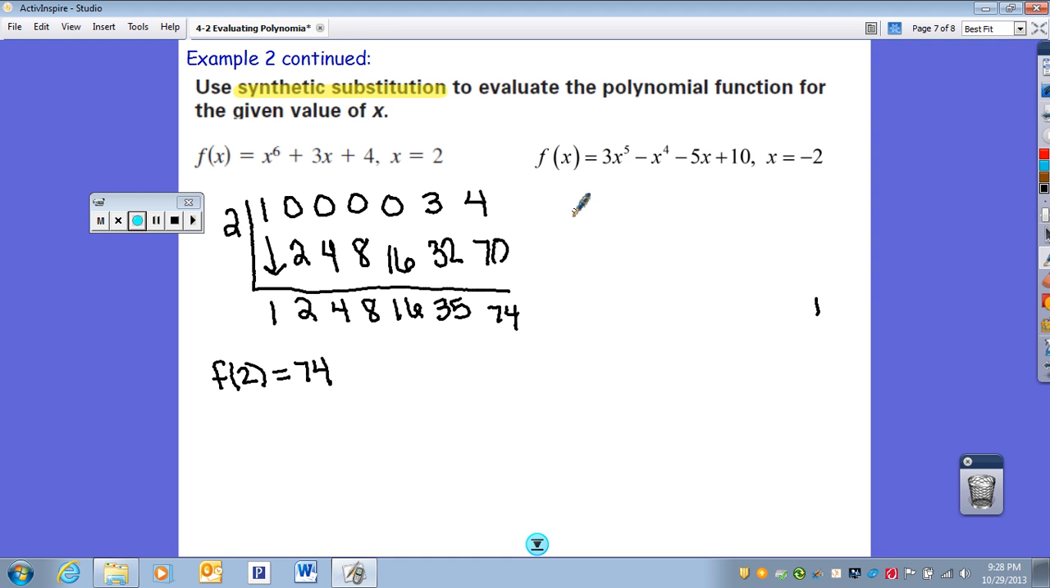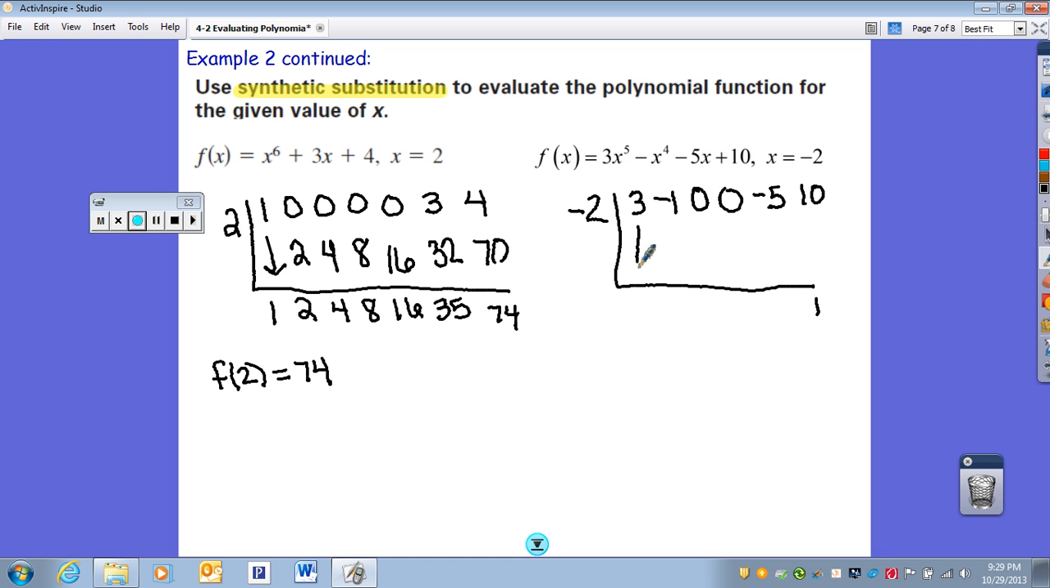Let's try one more example to practice synthetic substitution. So the x value that we want to substitute in is -2. We're going to draw our right angle and we're going to list our coefficients in order. So we have 3, -1. I don't have an x to the third or an x squared, but I do have an x to the first power with a coefficient of -5, and then I have my 10.